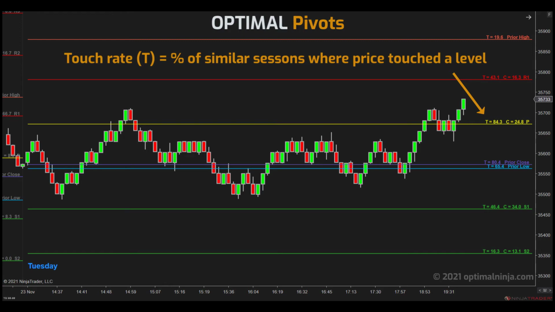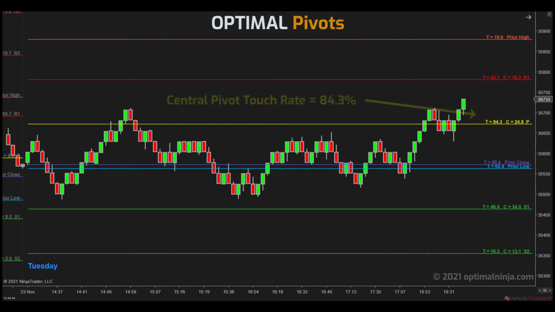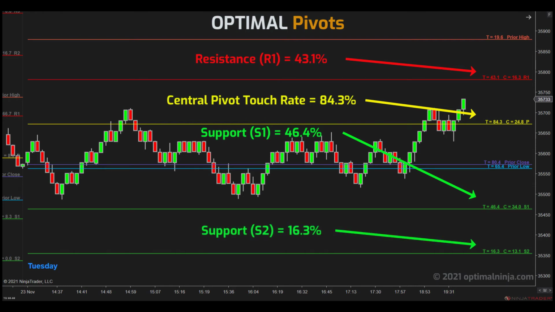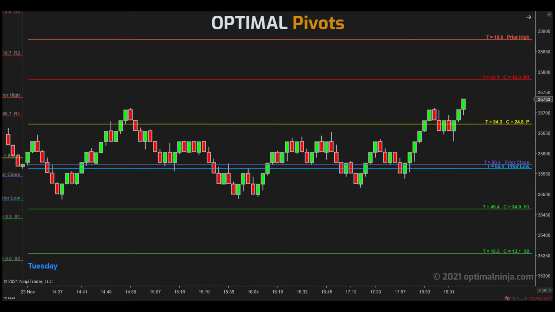particular pivot level. So, for instance, we can see the central pivot here was touched at least once on 84.3% of similar sessions, and this first resistance level here was touched at least once on 43.1% of similar sessions, and so on for the other levels. Support 1 was touched 46.4%, and support 2 was touched just 16.3% of prior sessions. We've also compiled these touch rates for the prior close, the prior high and the prior low, so these are marked also.